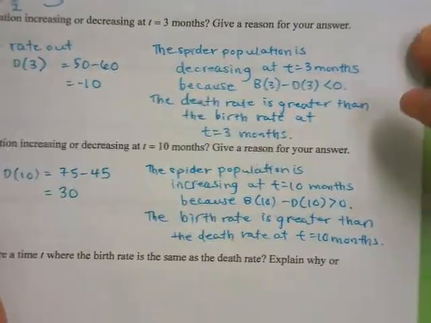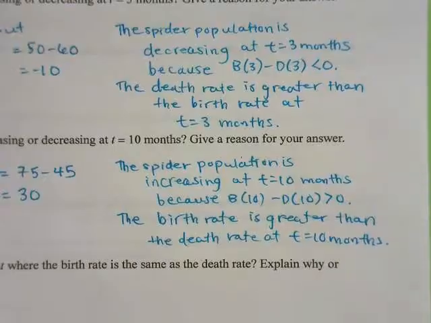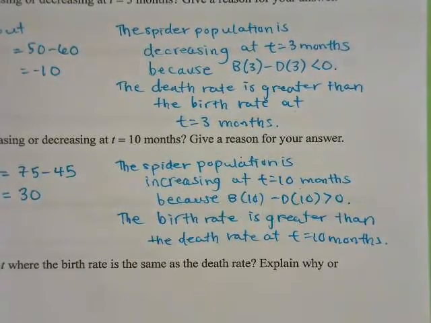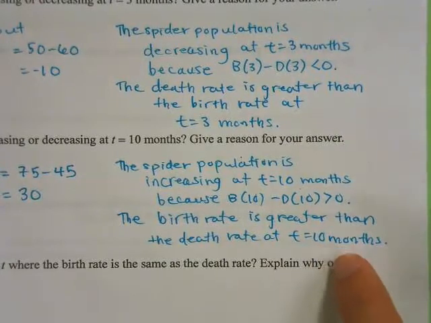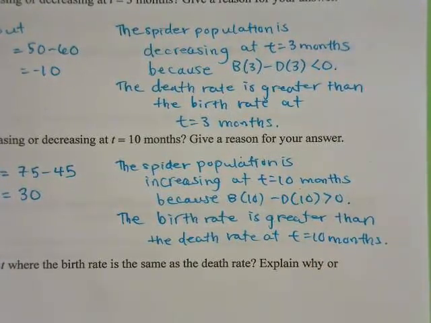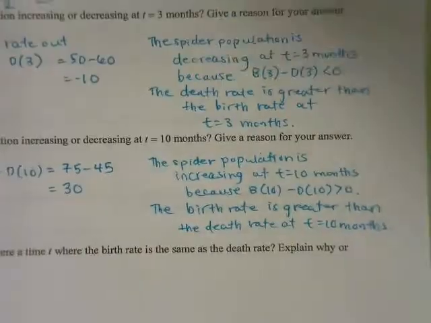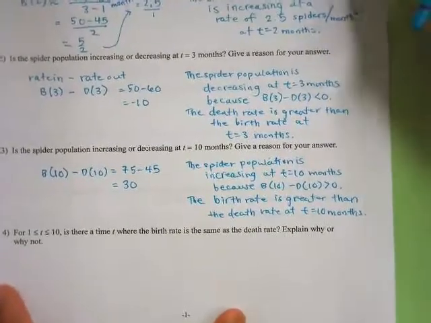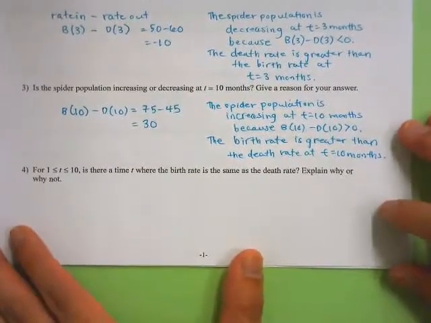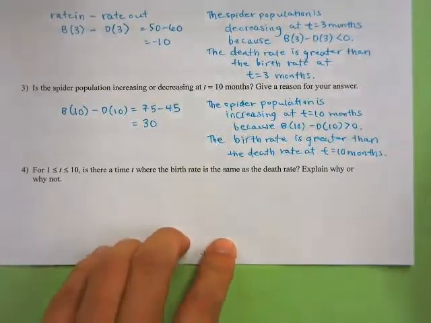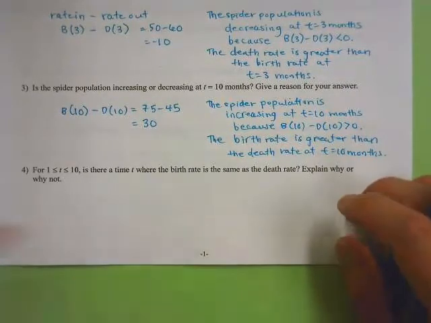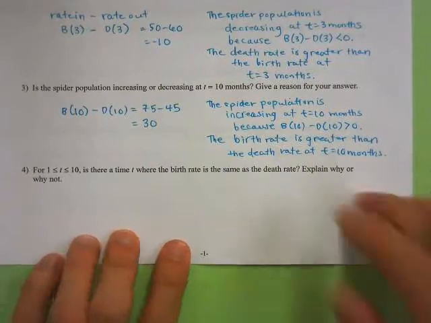I know it's a lot of writing for math, but those two sentences will give you your justification. You can also be flexible with the second sentence. If you have any other English equivalent, the birth rate is greater than the death rate, you can say the death rate is less than the birth rate. Anything that is equivalent to that is totally fine. Any questions on numbers 2 and 3? After we do number 4, let's go take a mental health break.